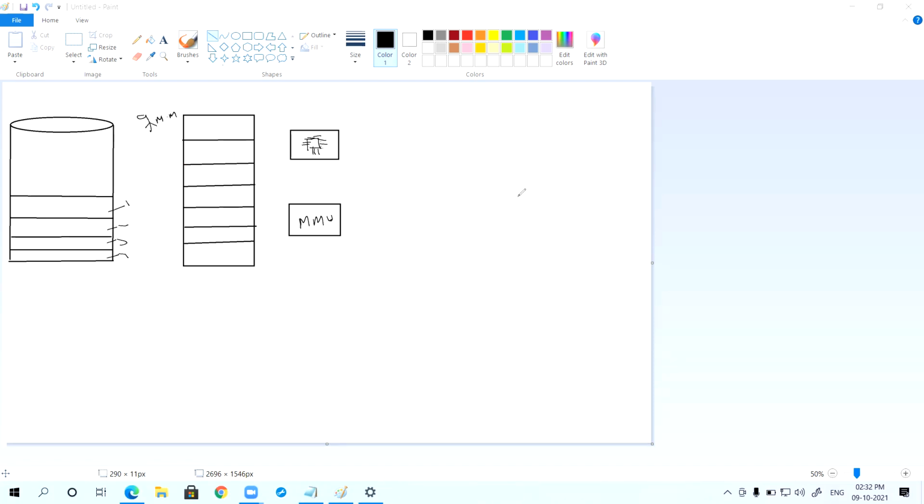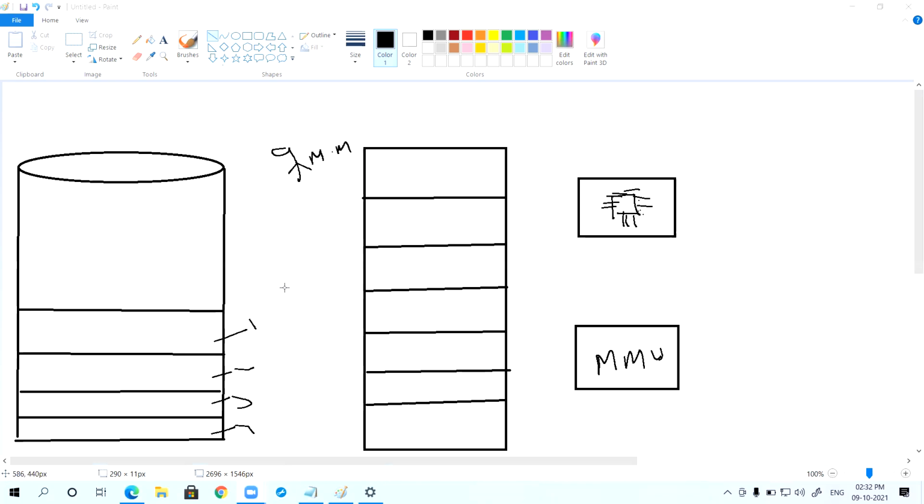Let's discuss it in a little more detail. Observe. This page is from 0 to 99. So tell me, if this page is 0 to 99, what is the size? 100 bytes. This page is 100 to 199. This one is 200 to 299. Like this, the pages are divided.